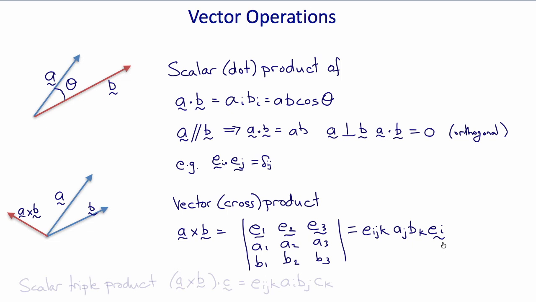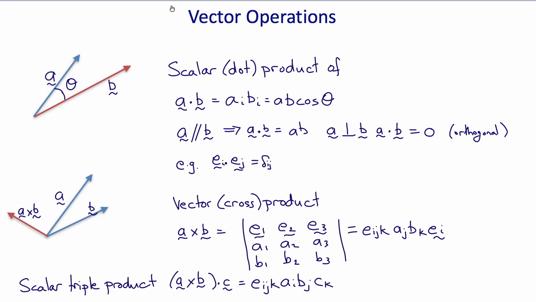The dot product of a cross product and a vector is called the scalar triple product, A cross B dot C, and is therefore a scalar, and it is equal to Eijk Ai Bj Ck.